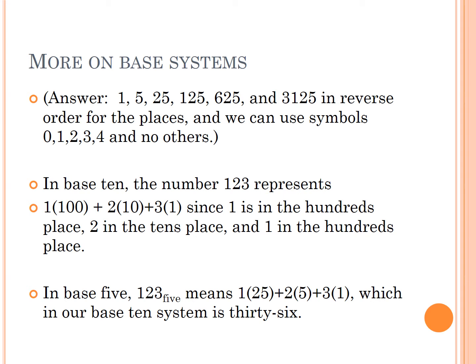So in base 10, the number 123 represents 1 hundred, plus 2 tens, plus 3 ones. Because 3 is in the ones place, 2's in the tens, and 1's in the hundreds. But if I write 1, 2, 3 base 5, it means 3 ones plus 2 fives plus 1 five times 5. That adds up to 36.